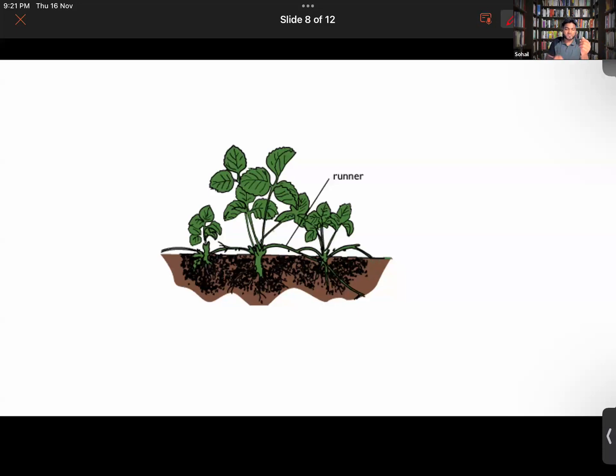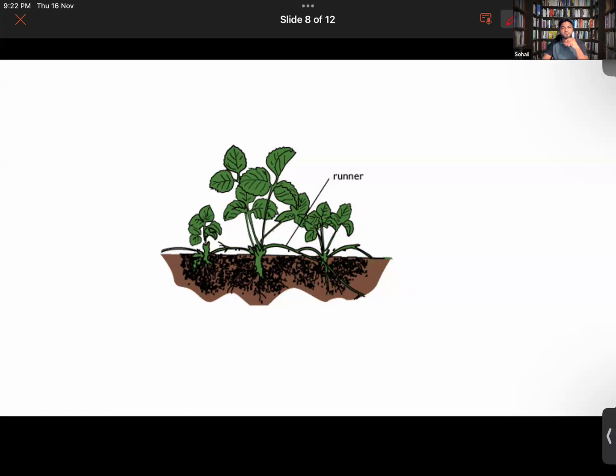So here the thing is, the other plant here is still connected to the main plant. And if we were to cut this now, the other plant that has grown from the main plant will have no effect. It will now start to develop as a new plant.